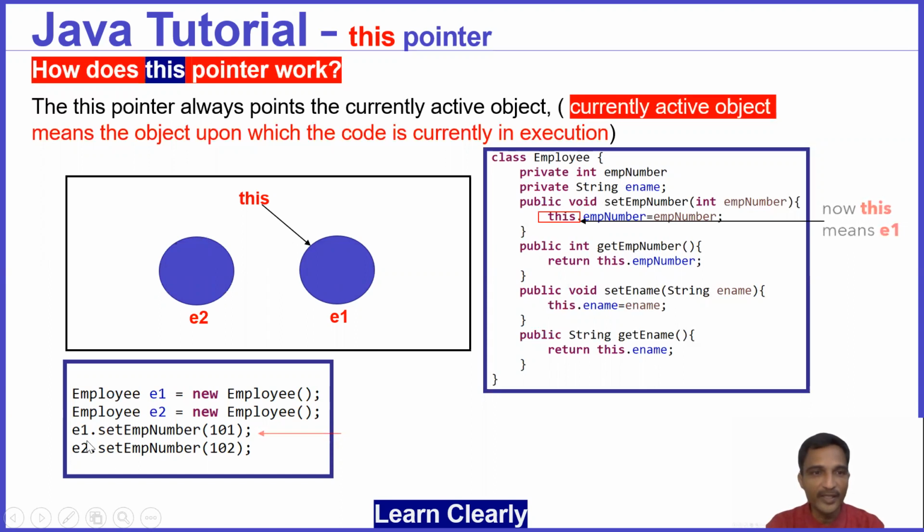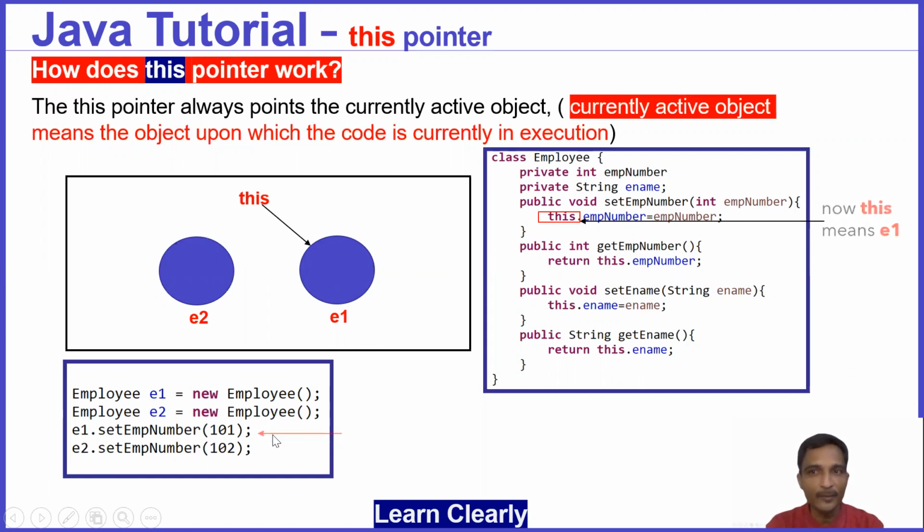When this statement is being executed, what happens? You see here inside the set method, we have THIS. THIS currently means E1, right? So that means this 101 goes into this employee number, and here THIS means E1. E1 dot employee number is equal to 101.